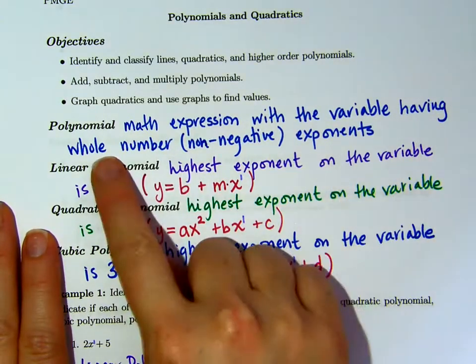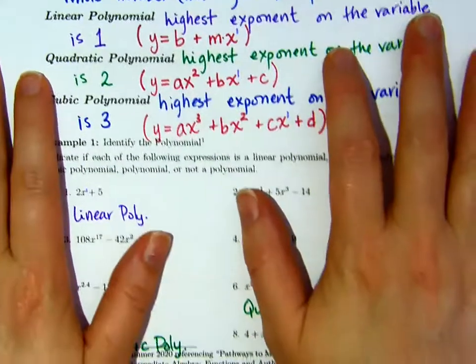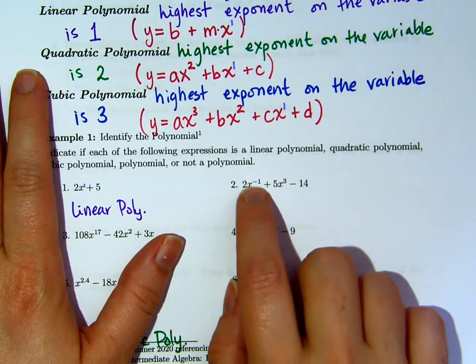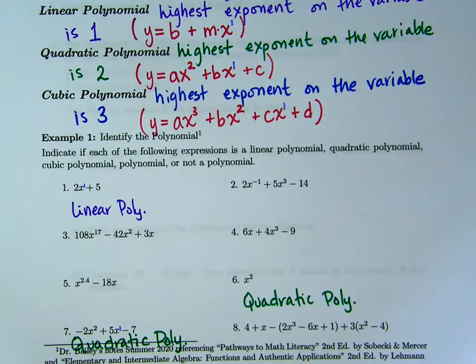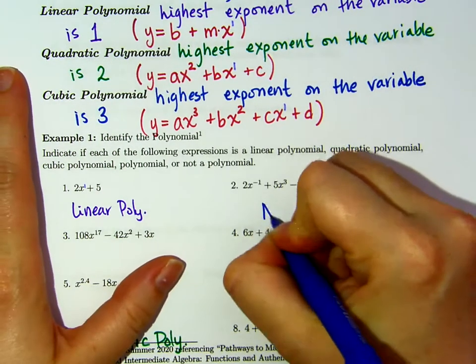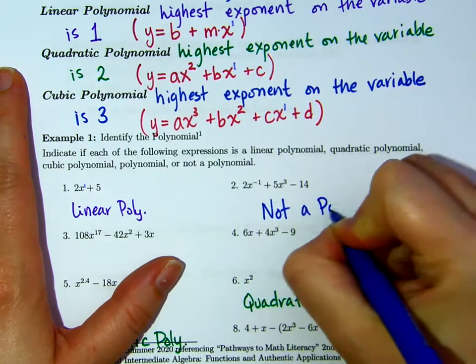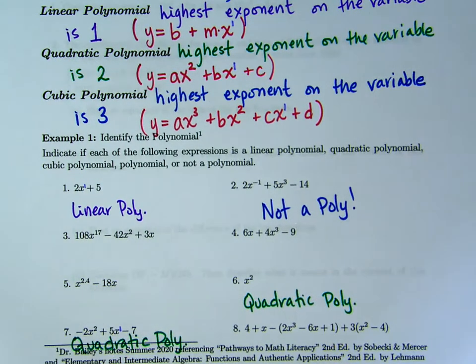Okay, now I'm going to go to the ones that are not polynomials. So, variables having whole number non-negative exponents. Okay, so I see here that's a negative exponent, and that is breaking the rules. So not a polynomial. Got it. Is there another one?